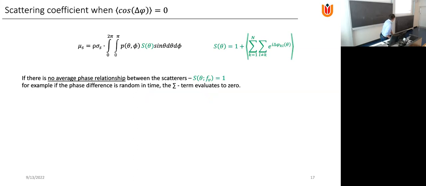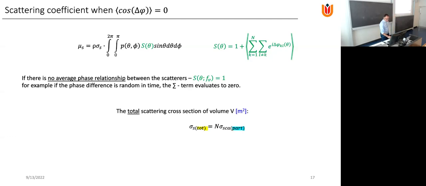Okay. So a special situation, which immediately makes all this work seem redundant, is that if there is no average phase relation between the particles, then this whole double sum, the average of the whole double sum, will evaluate to 0. In that case, the structure factor will evaluate to 1.